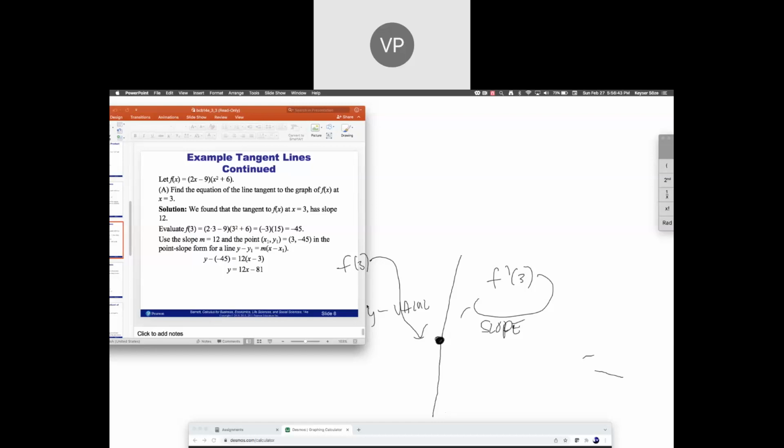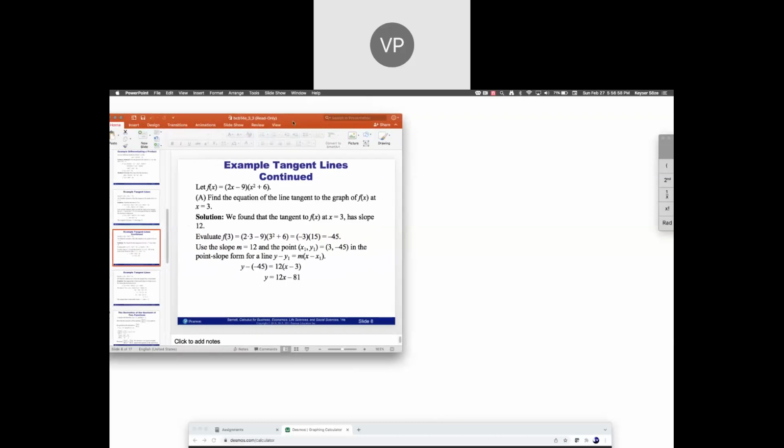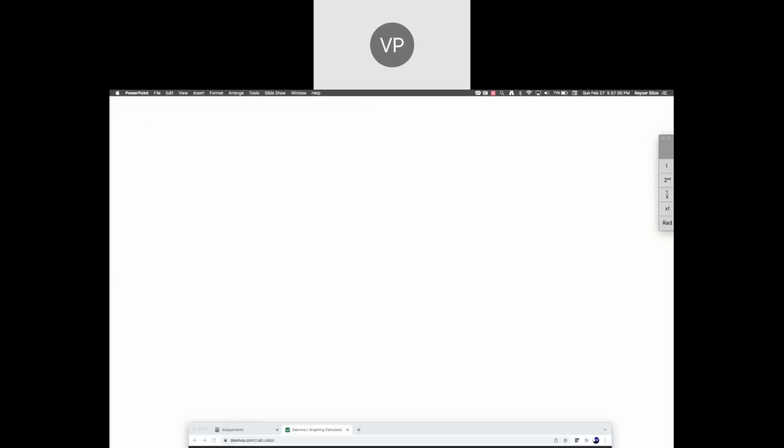Okay, it's 12. And then we needed a point. Well, guess what? We had this point right here, the point it shares in common with the function. How we got that: we plugged in the 3 to the original function, got that negative 45, and that's how we were able to get the slope, the equation of the line. So that's what's going on here when you're finding these things, what they're asking you to solve and calculate. Okay? So now, let's look at another rule.